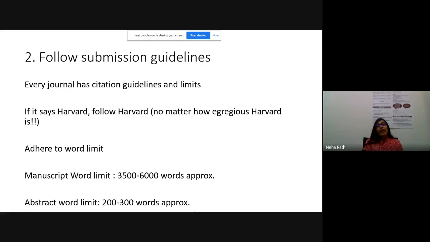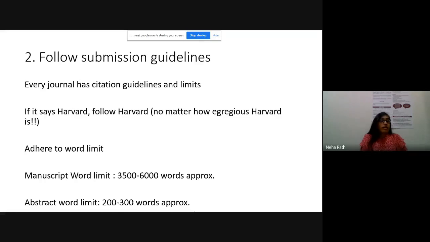Now, what is Harvard? There are different ways of writing your references. One is the Harvard way, another is APA style, the American Psychological Association style, one is MLA, one is Chicago style, so different. However complicated Harvard is, you still have to follow Harvard because the journal is asking you to do that. If it says APA, then follow APA. Adhere to the word limit. If you exceed it, the editor is going to come back to you within a day, saying please shorten your paper and resubmit. And it creates a very bad impression.